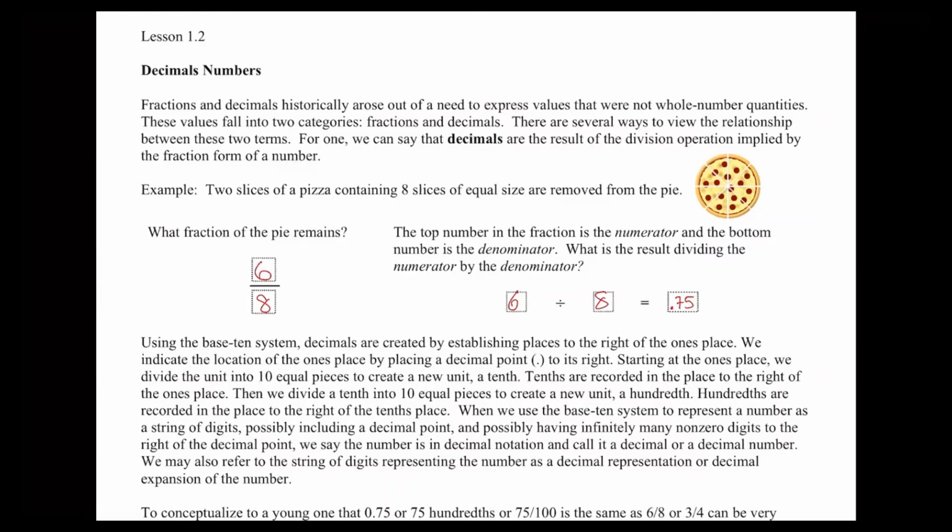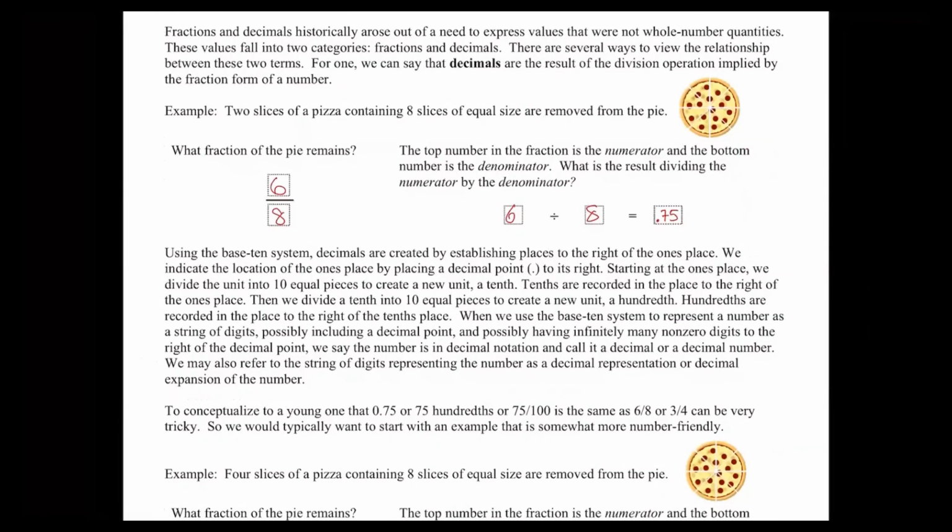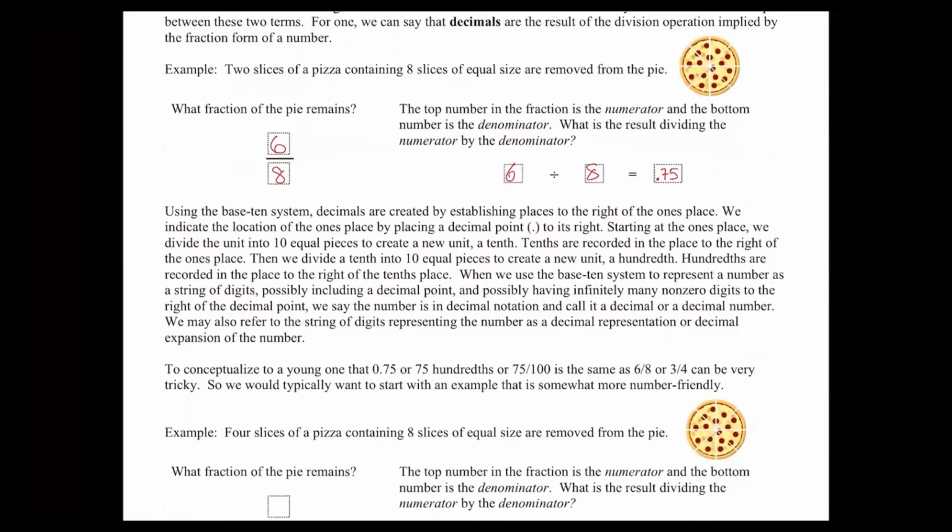So if you were to take that one whole unit and split it up into 100 equal pieces, each one of those pieces would be 1/100th of the original. Tenths are recorded in the place to the right of the ones place. Then we divide a tenth into 10 equal pieces to create a new unit known as a hundredth, and so on. All right, so we can keep going with that process to get thousandths and 10,000ths, 100,000ths, and on and on and on.